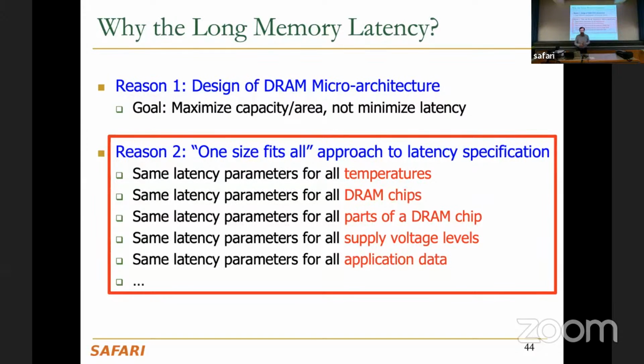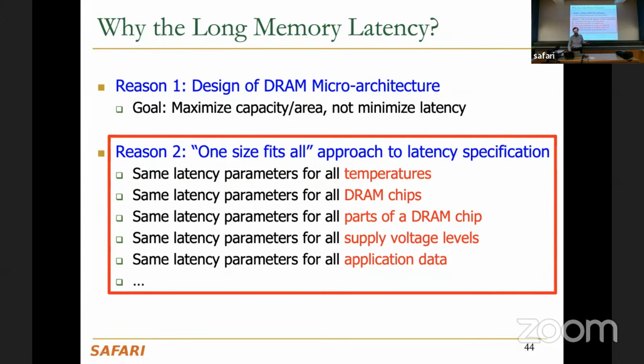Now we're going to switch gears and talk about the second reason that's orthogonal, which is the way we approach latency, which is one size fits all. Essentially, we use the same latency parameters regardless of the temperature that the chips are operating at, regardless of the types of DRAM chips, regardless of the different parts of the DRAM chip, regardless of supply voltage levels, application data, etc. So there's a lot over here, and we're going to try to cover all of it.